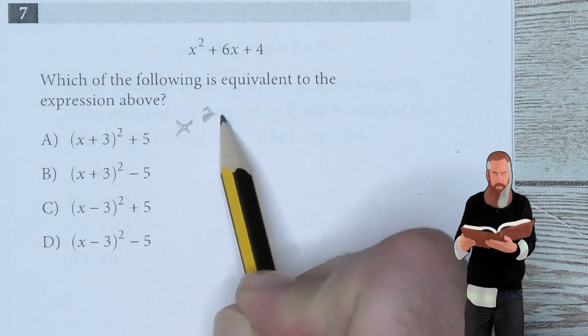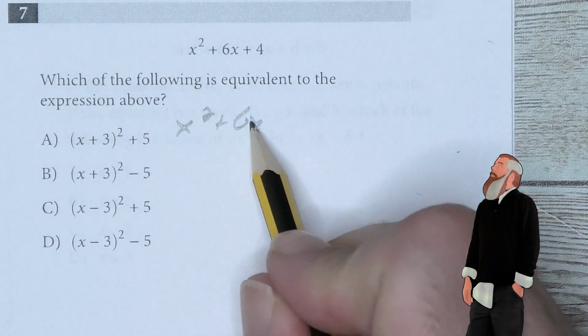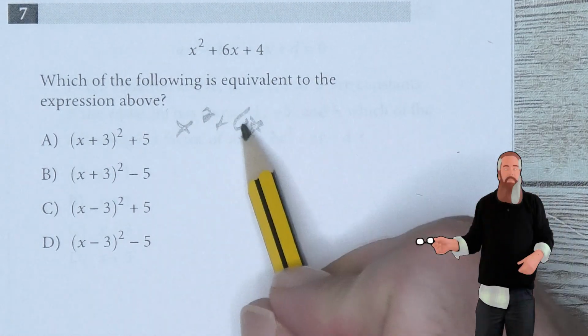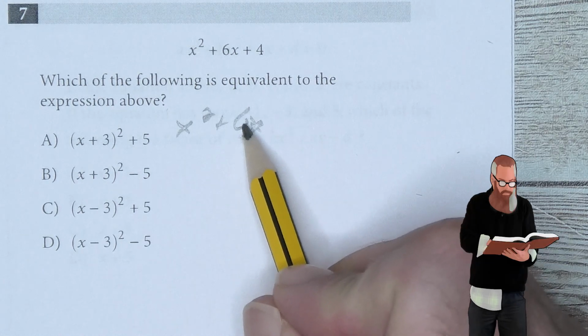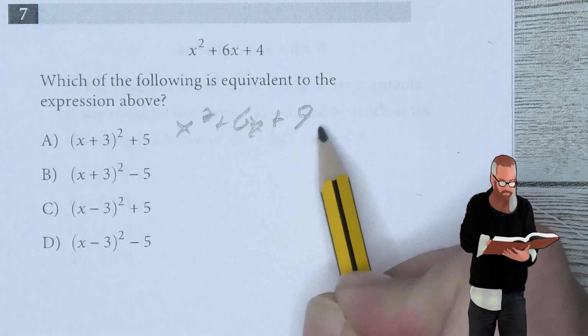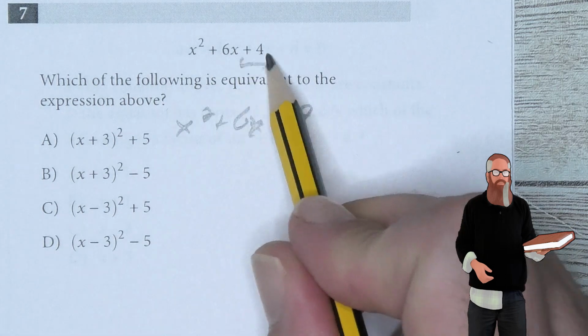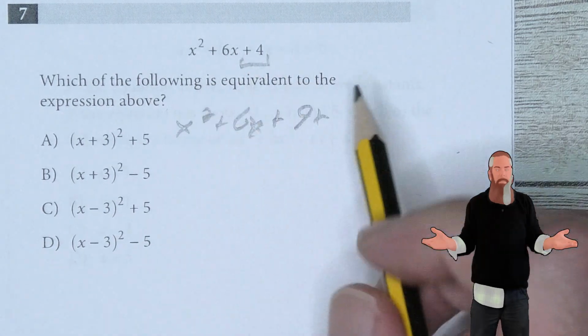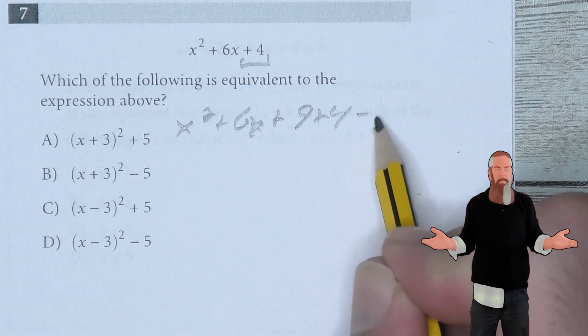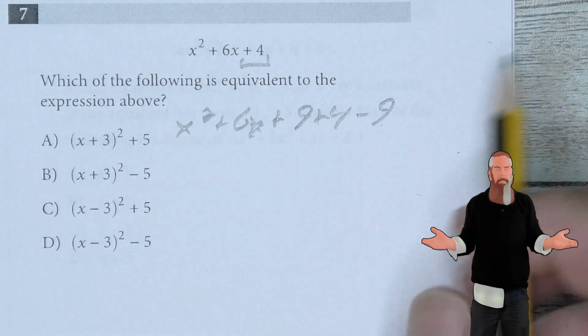This means that x squared plus 6x, and I'm going to want a perfect square, which means half of 6, which is 3, squared. So I'm going to add 9 to that. But I also have this 4. Now, to keep this all the same, I'm going to wind up subtracting 9. These would wind up going away.